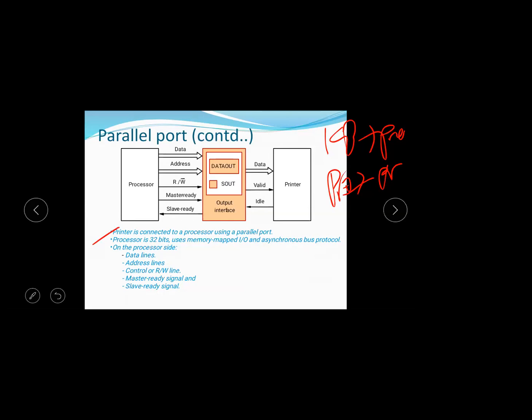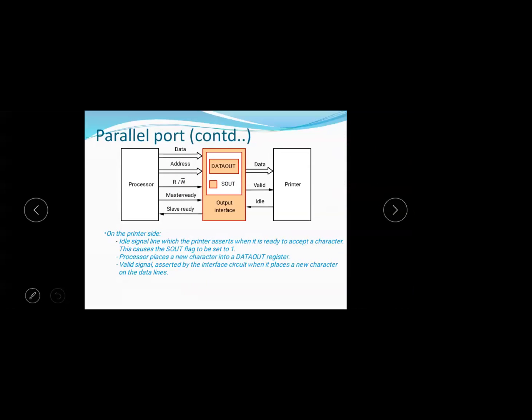Similarly, the processor is 32-bit, uses memory map, and is asynchronous. Here also the processor and the printer are both controlled by different clock generators, so the transmission is called asynchronous transmission. On the processor side, there are the data line, address line, control lines, read write line, and master ready, slave ready signals. On the interface side, the printer side, it consists of the data line, valid line, and idle signal. The idle signal line is what the printer asserts when it is ready to accept a character.